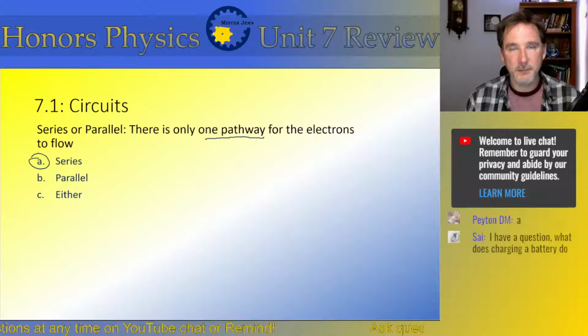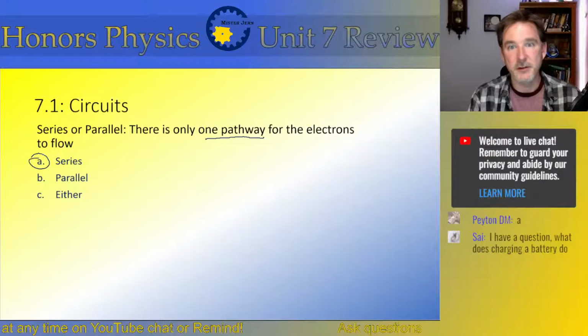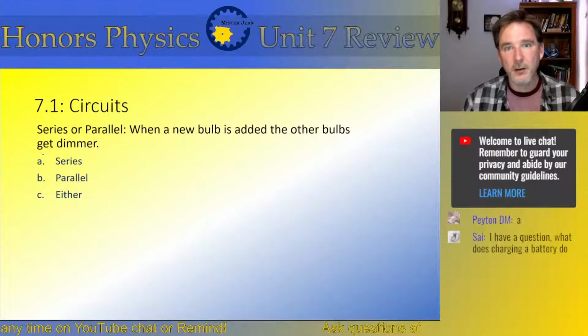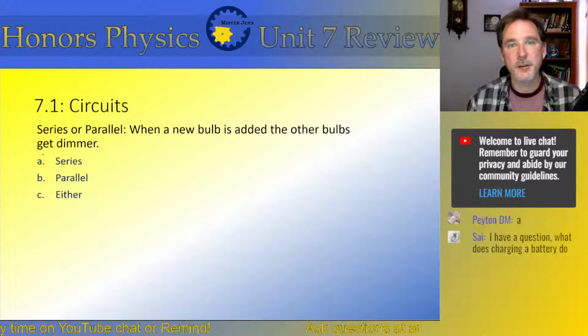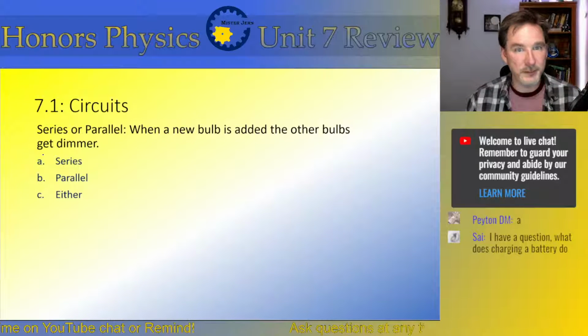Multiple pathways is the definition of parallel. One pathway is the definition of series. So series or parallel: when a new bulb is added, the other bulbs get dimmer. We did that FET simulation. I didn't add it to this. I could have.